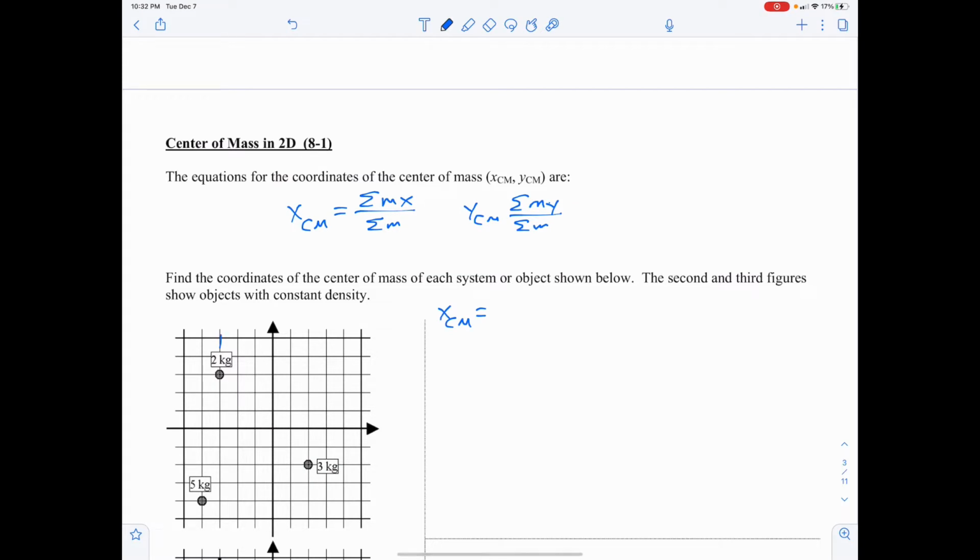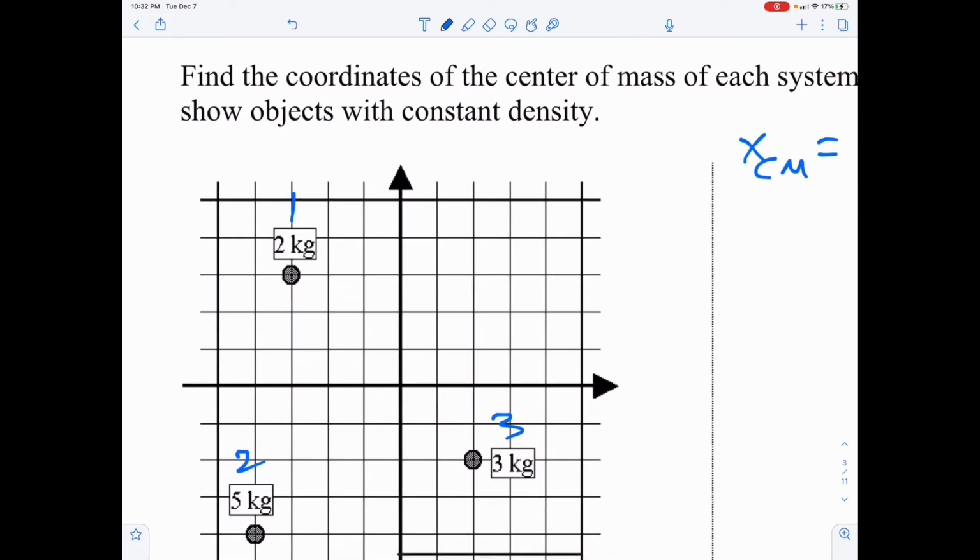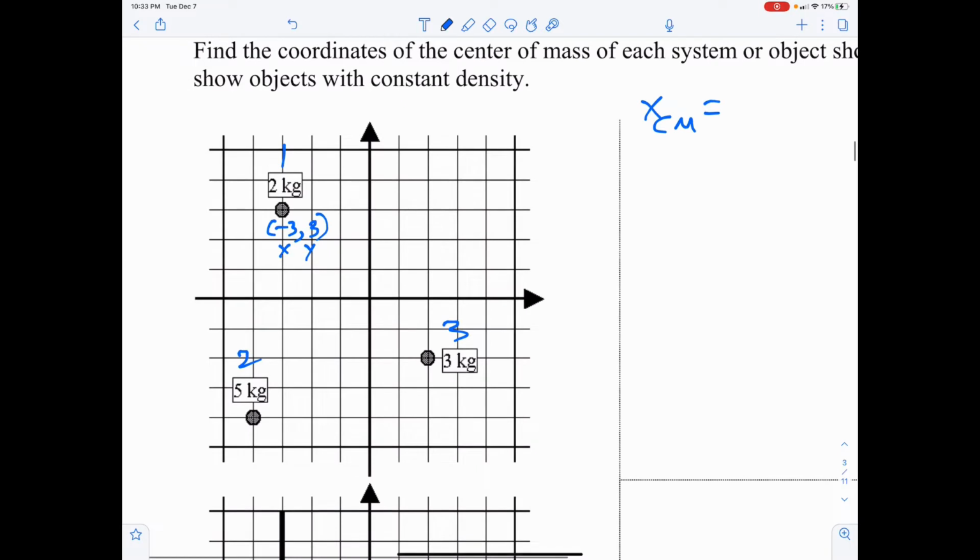I'm going to call this mass 1, I'm going to call this one mass 2, and this one mass 3. Let's go ahead and find the coordinates for these things because that'll make it easy to plug into our equations. Mass 1 is at -3, and up +3, right? There's x, there's y. I'm writing the x and y there. Even though I know it's x and y, I'm reminding myself because that's going to help me plug it into the respective equation much easier.